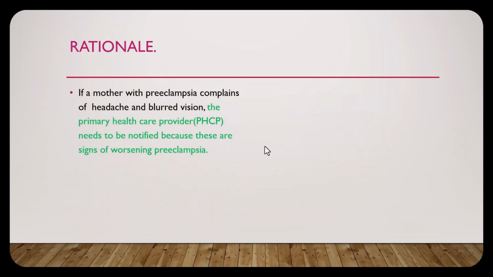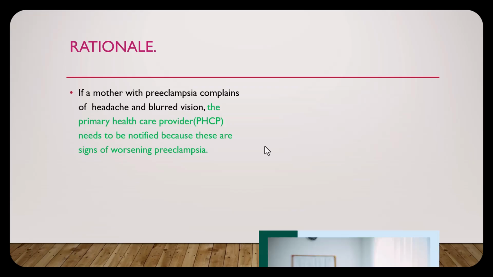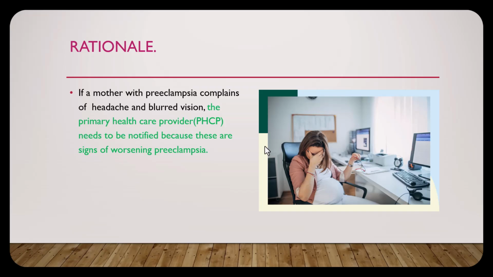Now let's move to the rationale. If a mother with preeclampsia complains of headache and blurred vision, the primary health care provider needs to be notified because these are signs of a worsening preeclampsia. Options A, B, and C are normal findings.